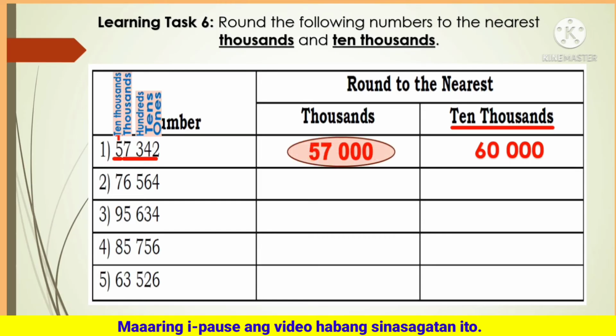57,342 rounded to thousands will become 57 thousands. And if we round it to 10 thousands, it will become 60 thousands. Now, sagutan mo naman ang mga kasunod na bilang.